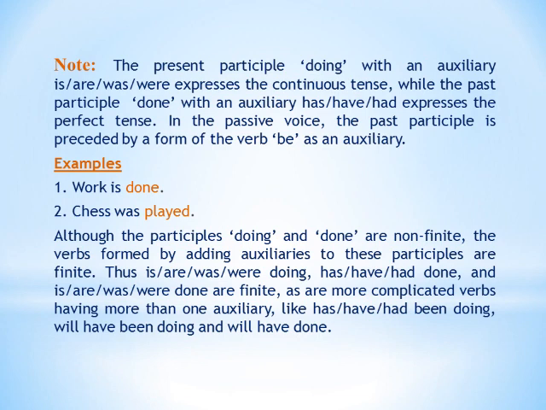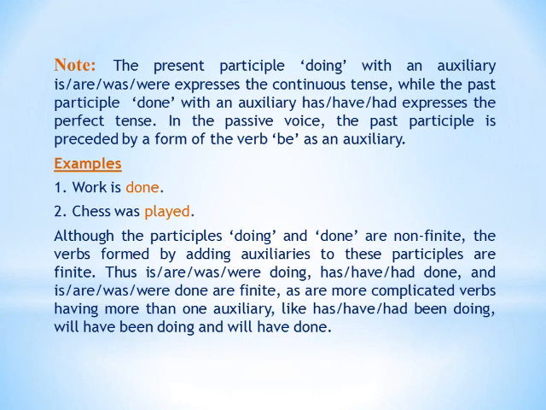Dear students, let's see what we are given here in the note. It says, the present participle doing with an auxiliary is, are, was or were expresses the continuous tense, while the past participle done with an auxiliary has, have, had expresses the perfect tense. In the passive voice, the past participle is preceded by a form of the verb be as an auxiliary.